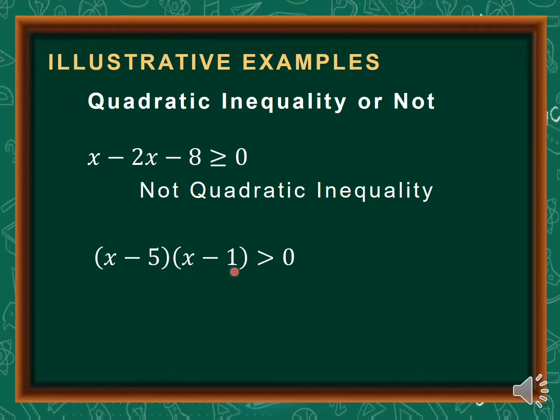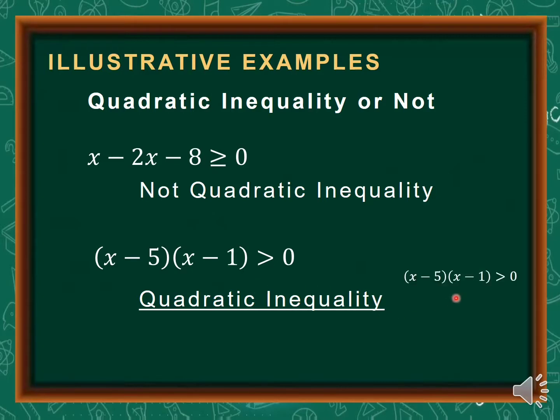How about this one? x minus 5 times x minus 1 is greater than 0. Is it quadratic inequality or not? Very good. So this is an example of quadratic inequality. Why? Okay, let us consider the two conditions. First, it has an inequality symbol. So check tayo doon. Is it in the degree of 2? Okay, so if you notice, this is a tricky expression, right? We cannot actually see the second degree power of this expression, but in order to do that, we have to simplify it. So x minus 5 times x minus 1.